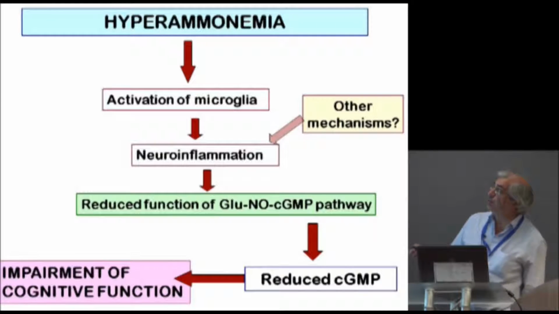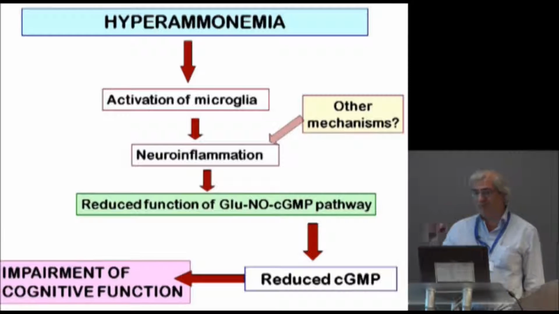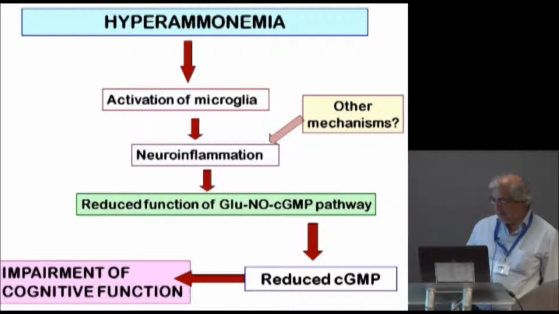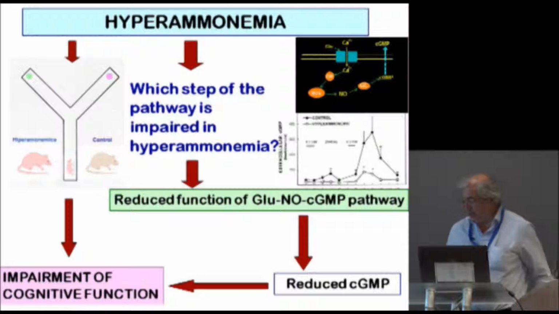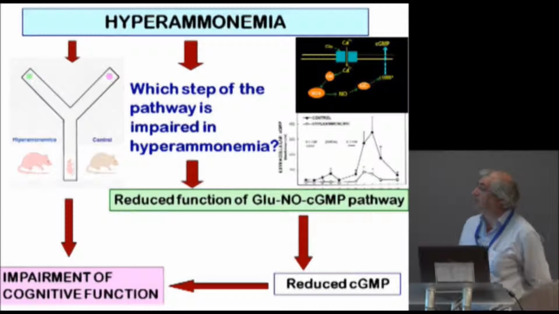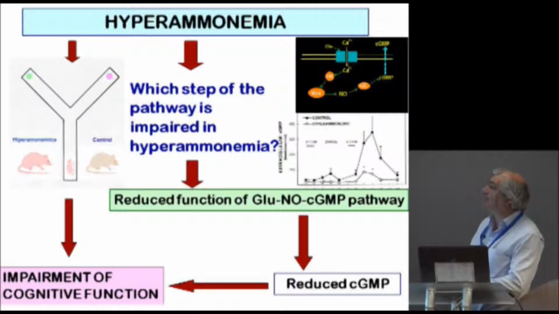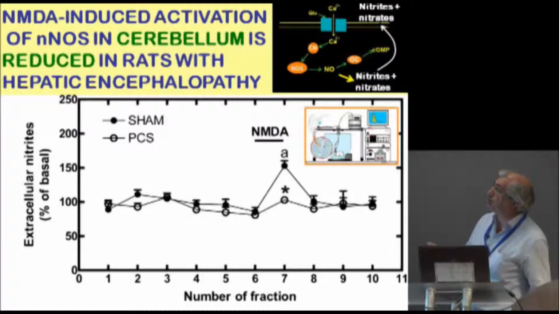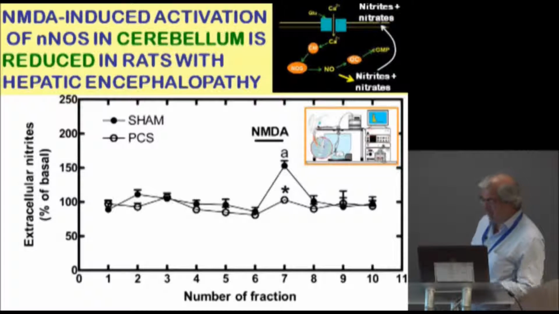Therefore, hyperammonemia leads to activation of microglia, neuroinflammation, reduced function of the pathway, reduced cyclic GMP, which is responsible for the impairment of this type of cognitive function. We also checked which is the step of the pathway which is impaired by hyperammonemia, and we found that it is activation of nitric oxide synthase, which can be measured also in vivo by microdialysis by measuring the stable metabolites of nitric oxide. And as you can see here, in normal rats, activation of the NMDA receptors activates nitric oxide synthase, and this is strongly reduced in hyperammonemia.